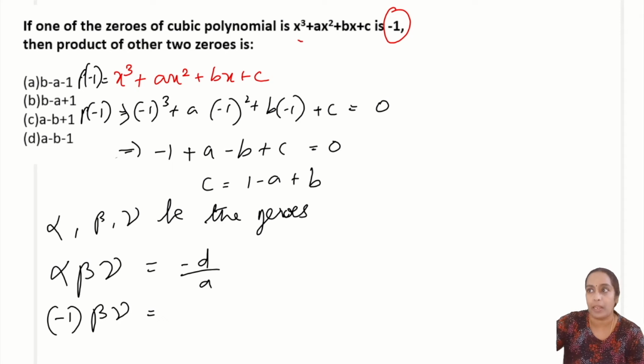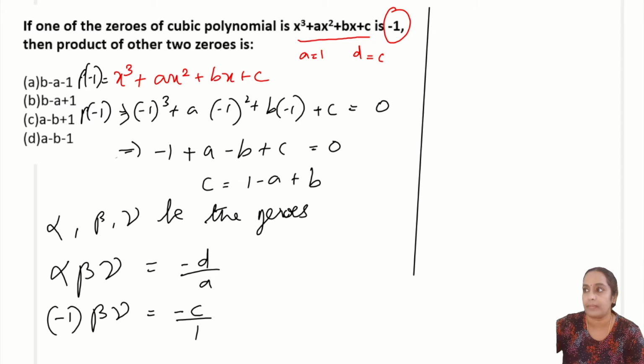What is my minus d? What is my d value from the given polynomial? a value is 1 here, coefficient of x cube. d is a constant term which is c in the given question. So beta gamma is going to be minus c divided by 1. So I have minus beta gamma will be equal to minus c. So minus is getting cancelled on either side. So the product of the other two zeros, beta gamma, is c.